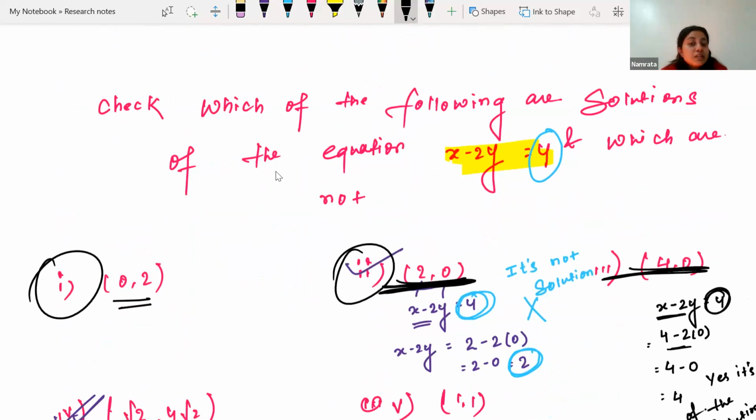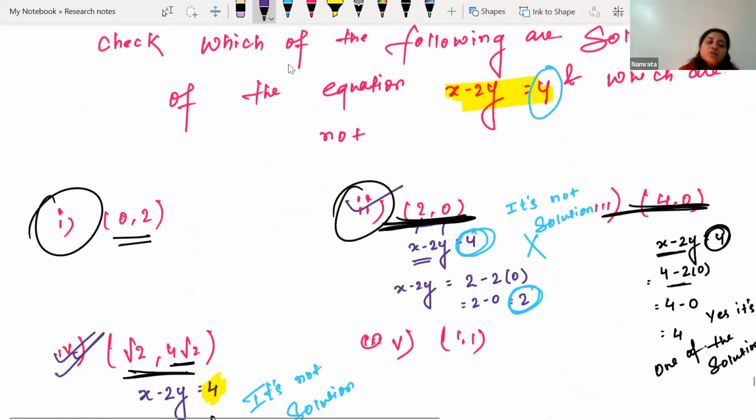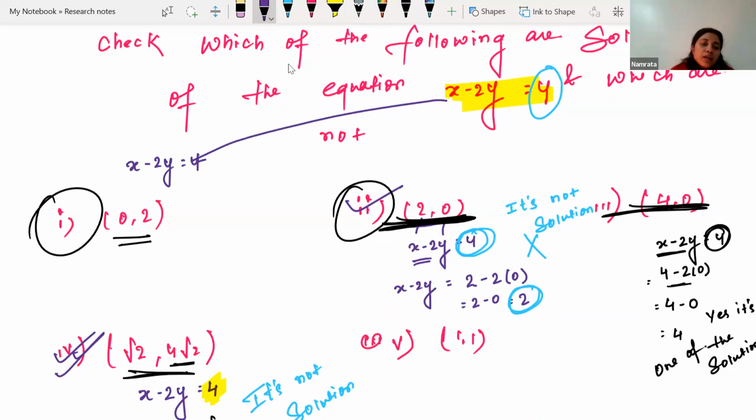Okay, and we need to check whether these are the solution or not. To check whether these are the solution or not, I am doing the first one for you. Here 0 comma 2 is given in the question. Our equation is x minus 2y is equal to 4. Here we will substitute x value as 0 and y value as 2, and we will only solve this circled part after substituting the x value and the y value, and we will check whether we are getting 4 or not.